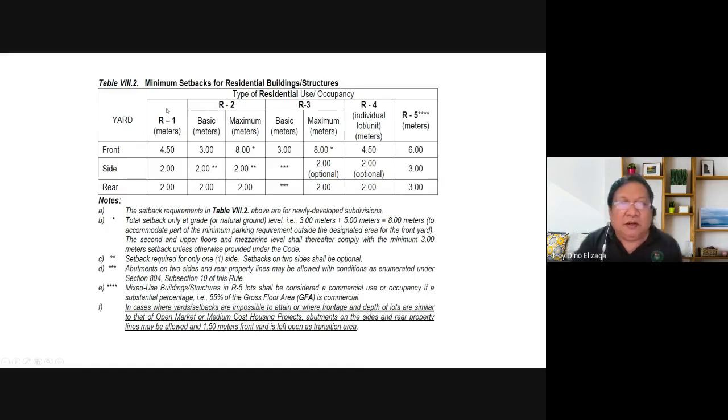Okay, so the houses that we're designing for the subdivisions are considered as R1. Okay. After this slide is the definitions for each of these R1, R2, R3, R5. So the front is 4.5, side is 2 meters, and rear is 2 meters. Okay. So there are so many notes here, but I leave it to you to read them. They should be very simple to understand. But if you don't understand them, you can ask me later what you don't understand.